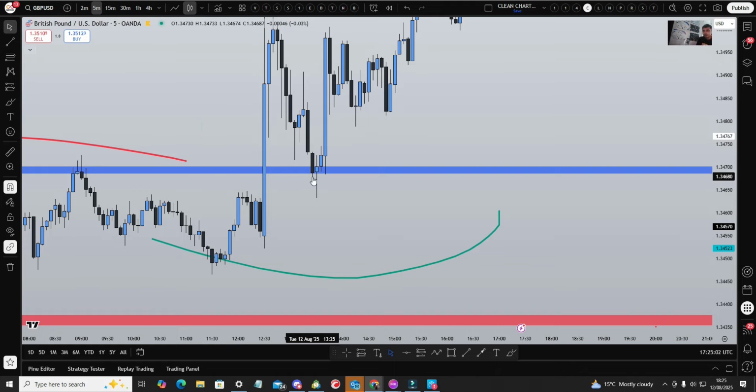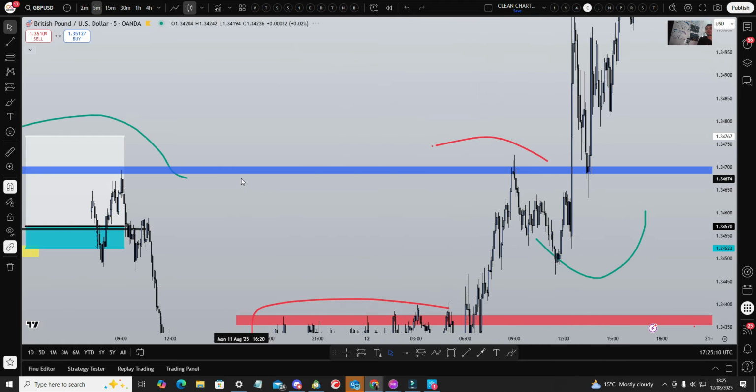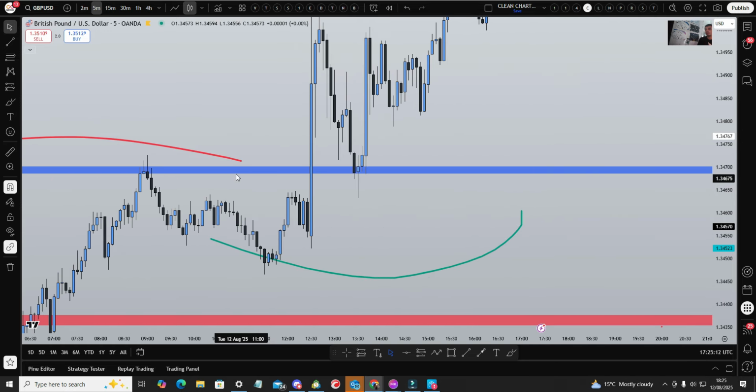Price comes all the way back to this zone and it creates its first bullish candle, and look how perfectly it's created in that zone. I've just marked out this zone in front of you guys. You can see already how much it's respecting my zone.